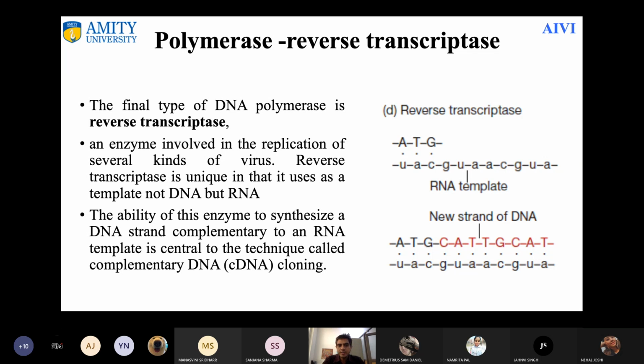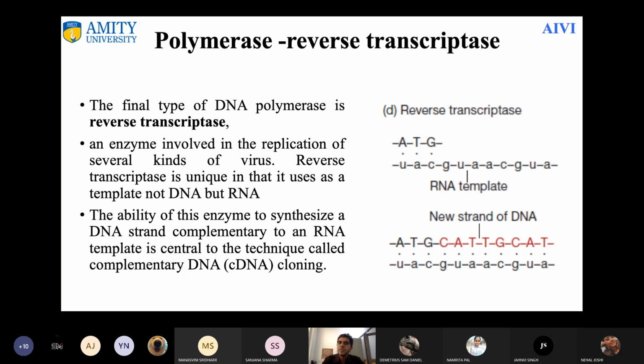So the enzyme, as I mentioned, makes complementary DNA. Here the DNA is going to be complementary to RNA. That's why we call it cDNA, or complementary DNA, because this DNA is complementary to RNA. So that's why we're using the term complementary.